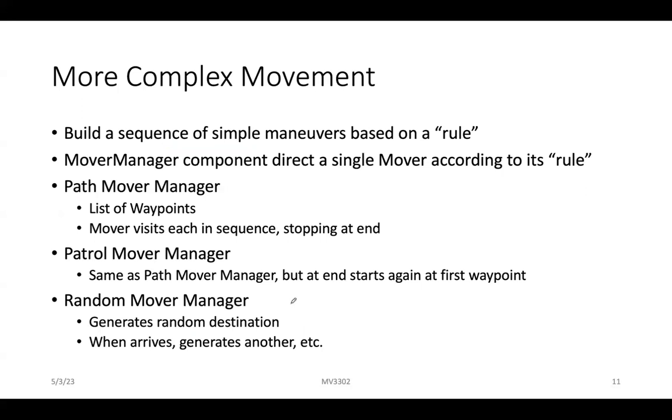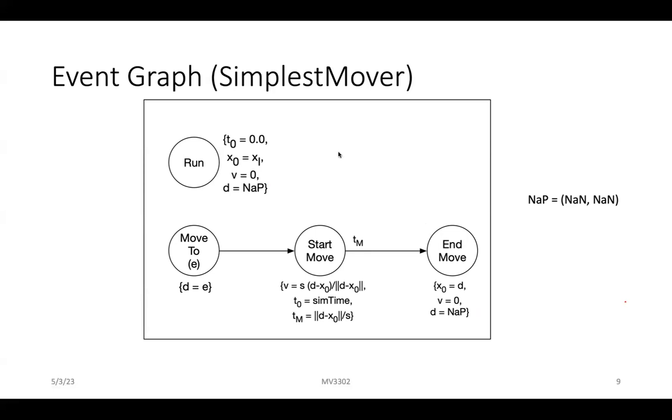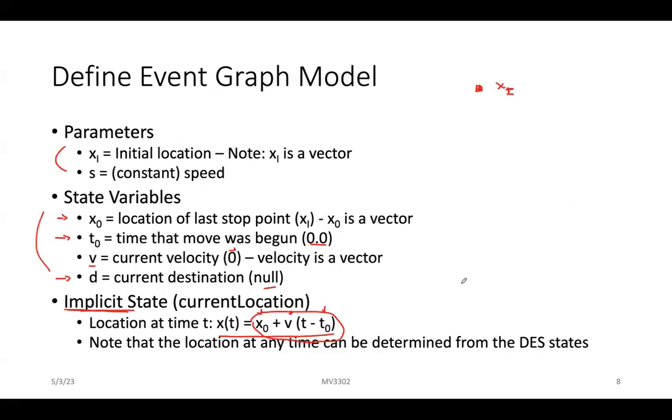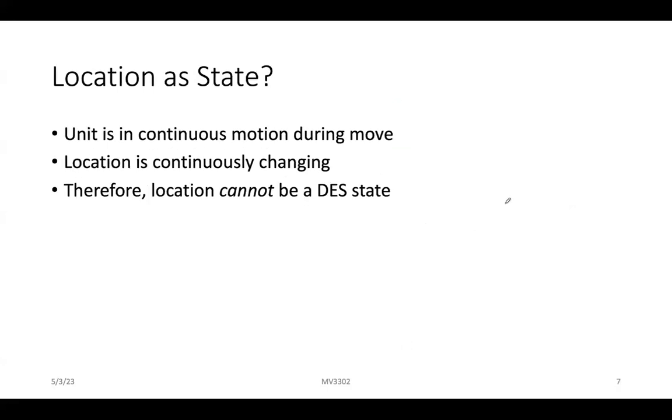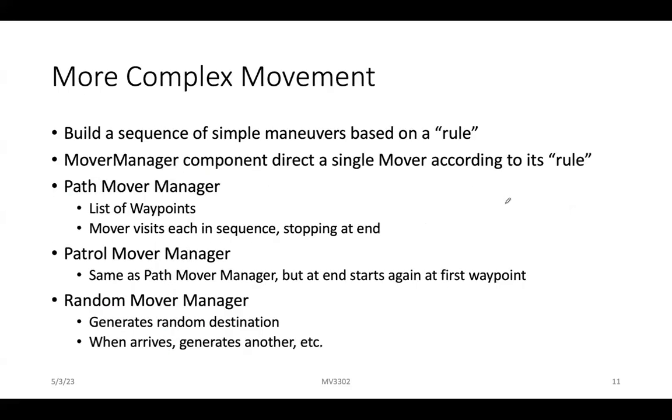So we've done that there. But when we look at this event graph, it's not going to do a whole lot, so we need to make it do something. Why do things this way? Because once we have the ability to do one of these maneuvers, to go from one location to the next, then we can put those together in different ways in more complex rules.